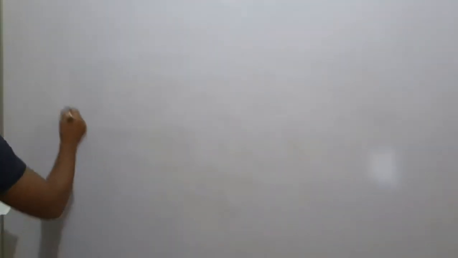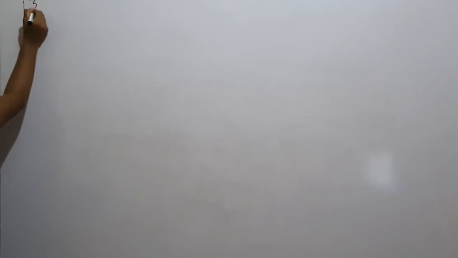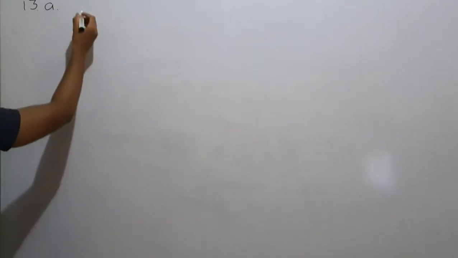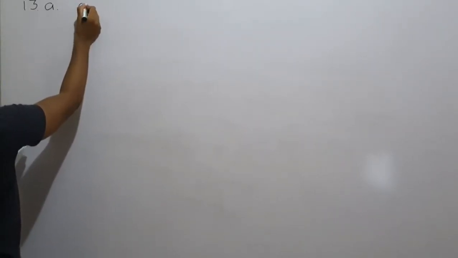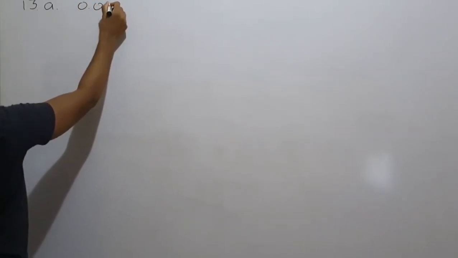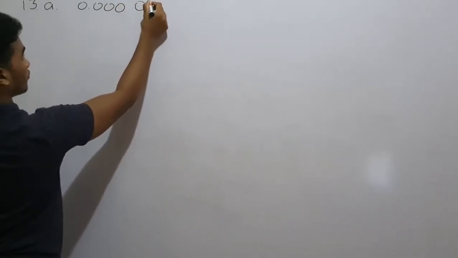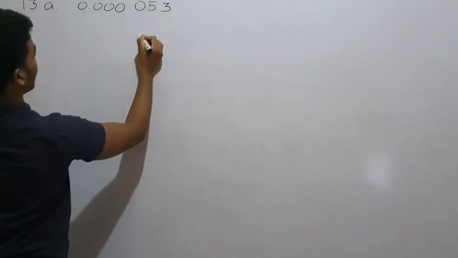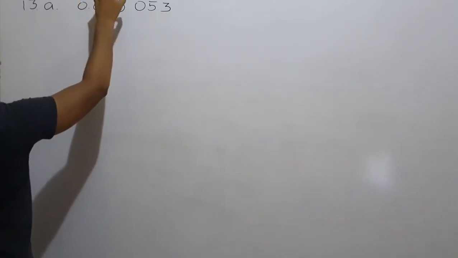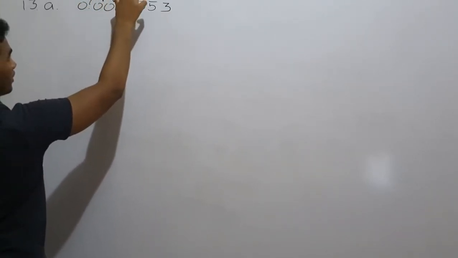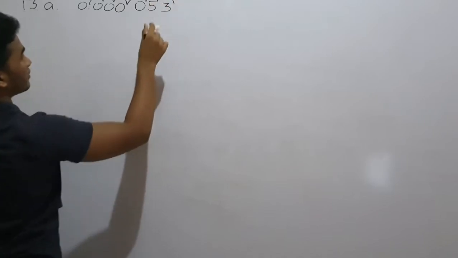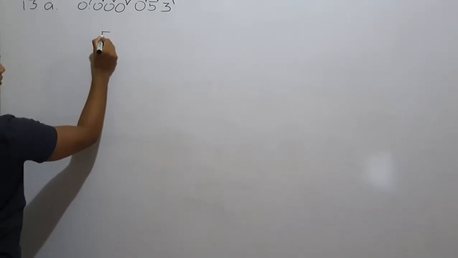Question number 13, part A. Write 0.000053 in standard form. So you can see it is 1, 2, 3, 4, 5, 6 places behind. So write 5.3.